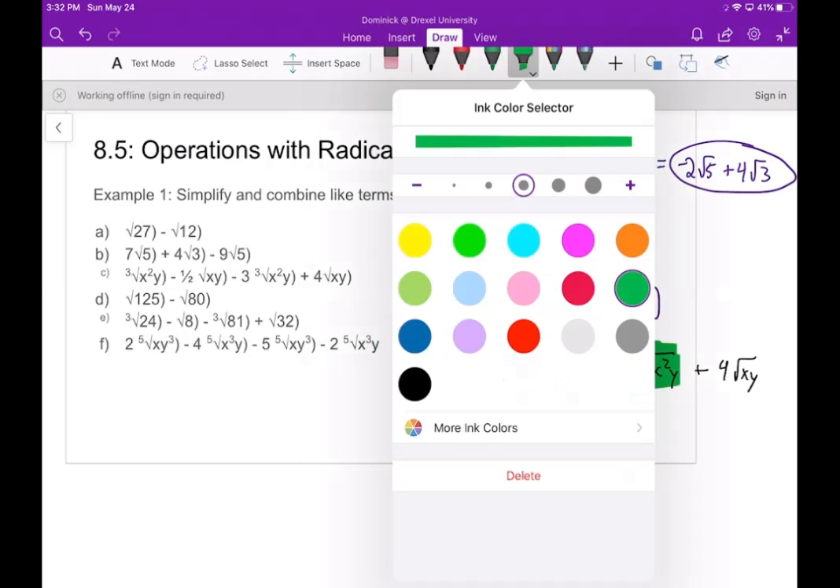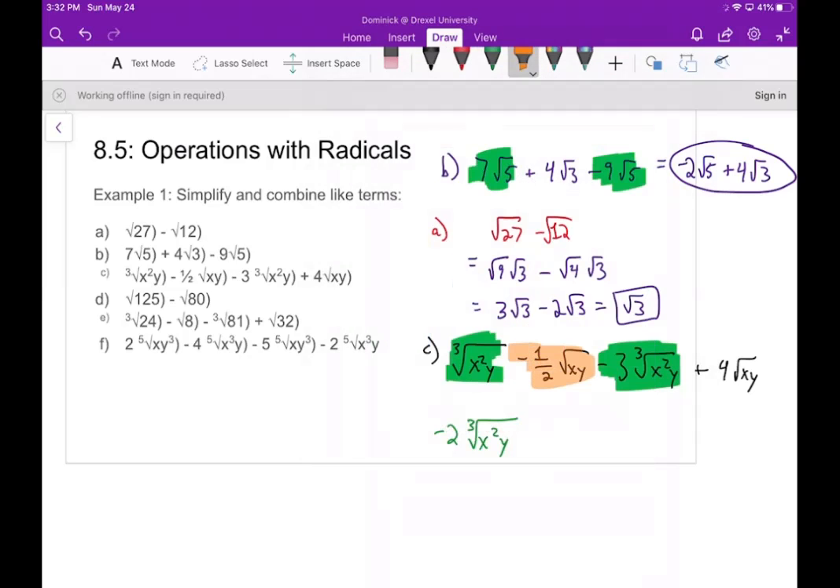Now if we look at the square root of xy terms, we have a negative 1/2 plus 4. And of course, if we do 4 minus 1/2, find a common denominator, we're really doing 8/2 minus 1/2. So we're going to get a plus 7 over 2 square root of xy.